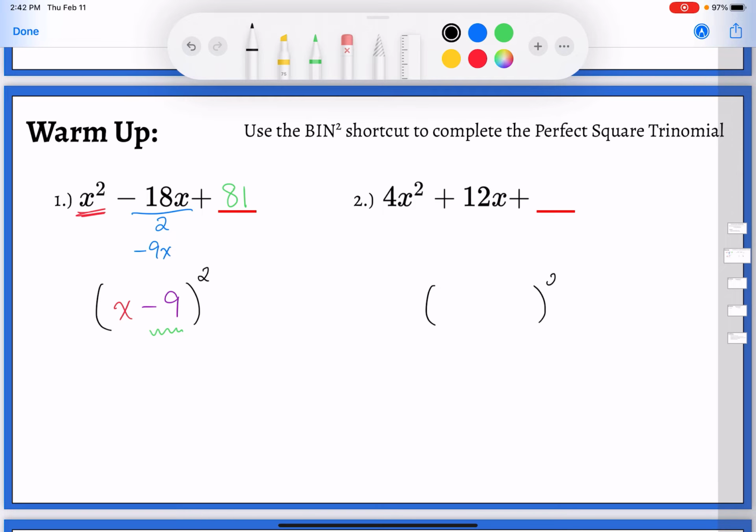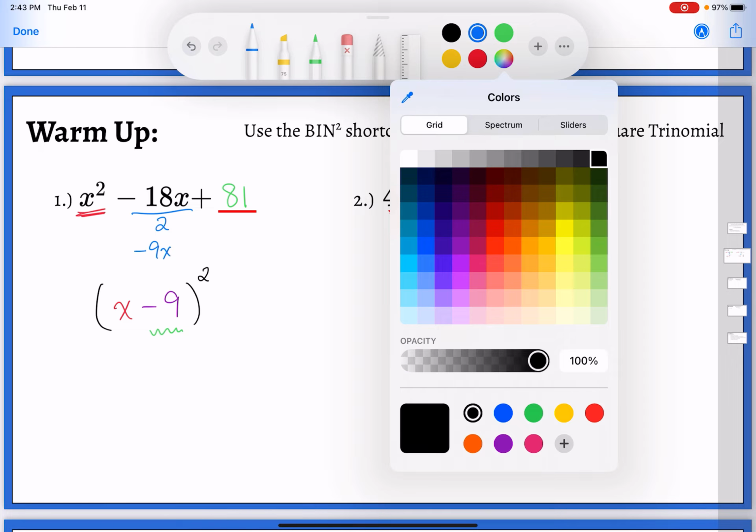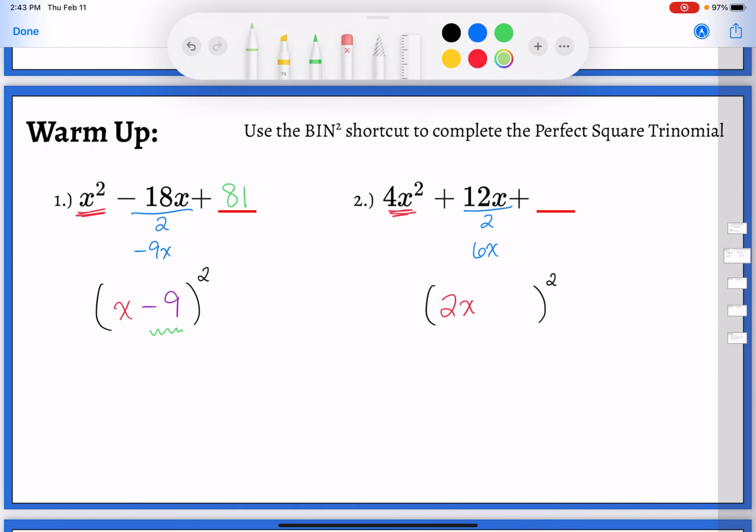Same process, even if there's a number in front of x squared, you can do it. So you say, okay, what times itself gives me 4x squared? That would be 2x, right? Then I take this middle term, and I divide it by 2, and I get positive 6x. Now remember, what you're thinking here is 2x times what gives me 6x.